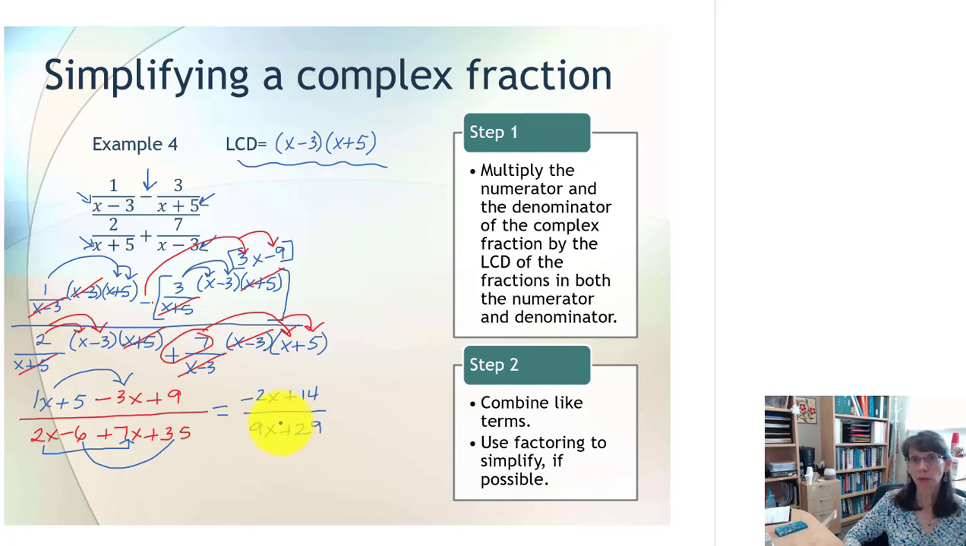Now we might look for an opportunity to reduce. I can see that 2 and 14 are both even numbers. So if I think about factoring out, I have a lead term of a negative. So if I factor out negative 2, I'd end up with x minus 7. In our denominator, the coefficients of 9 and 29 don't have any common factor. So it looks like we're not able to factor to reduce. That means our final answer is right here. Negative 2x plus 14 divided by 9x plus 29.